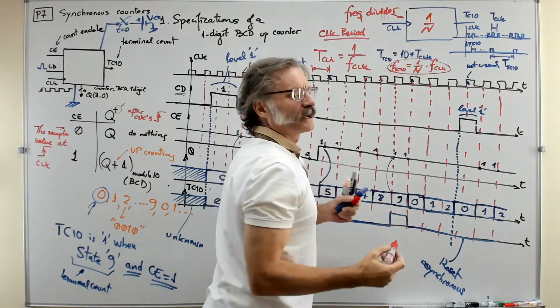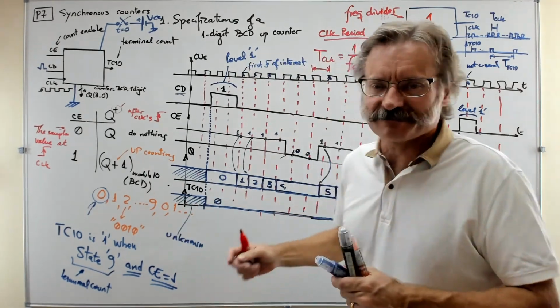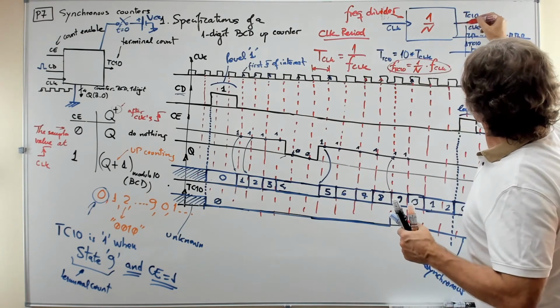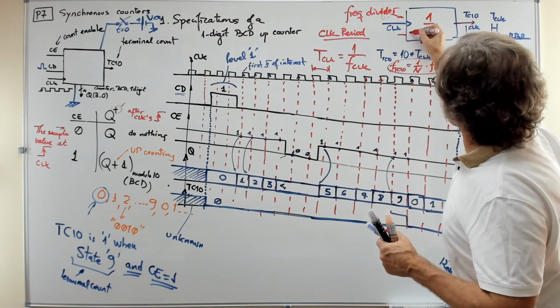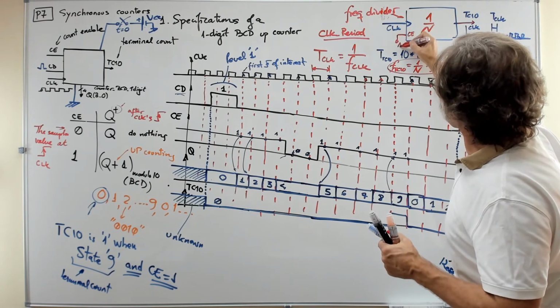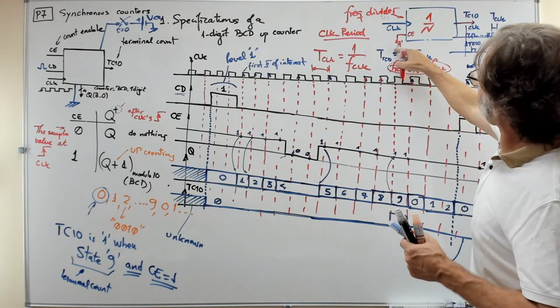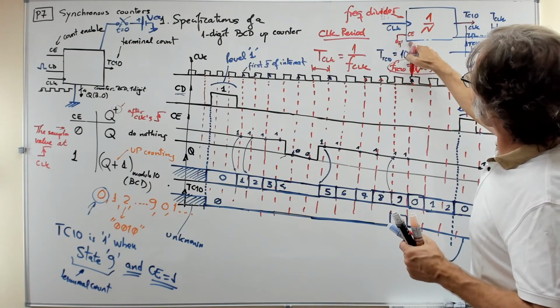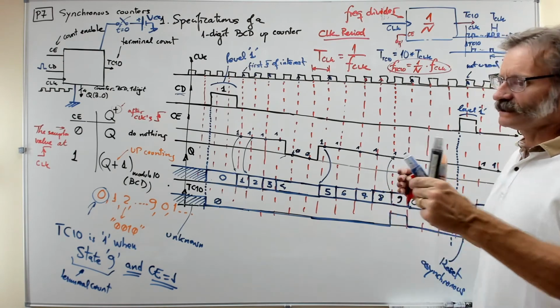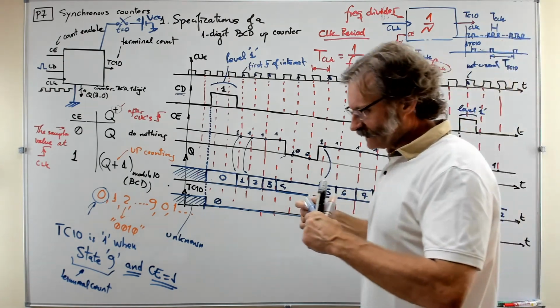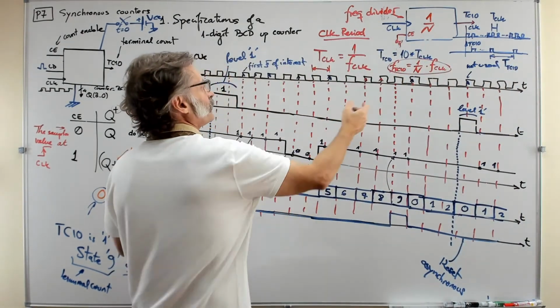In some way you forget about the code, it doesn't matter, but if you pay attention only to the TC10, this is what you've got. A periodical signal, and this is only if count enable is kept high all the time. You see, if you keep count enable high all the time, this is what you get. A periodical signal that has a frequency 10 times smaller than the one that you had in the clock.